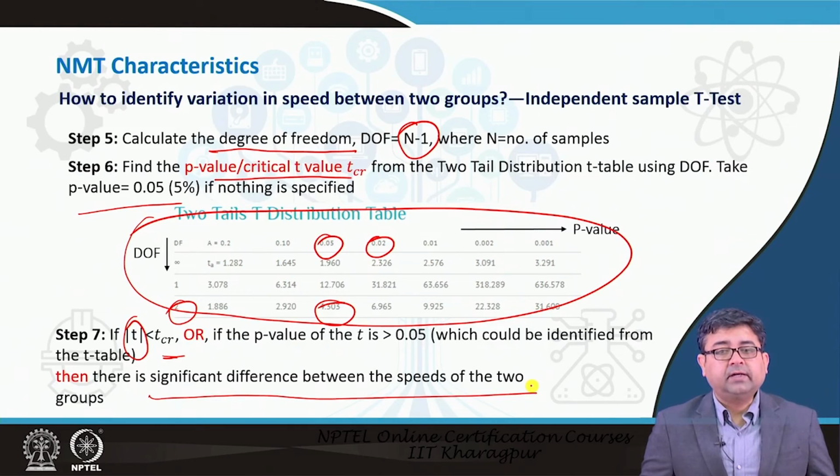If there is no significant difference, then you can say that you have a pretty homogeneous group of people walking on that facility, and you can design the facility for an average or mean speed of the entire walking population along that facility.